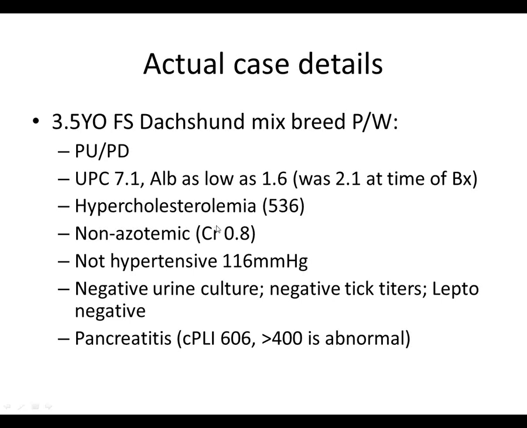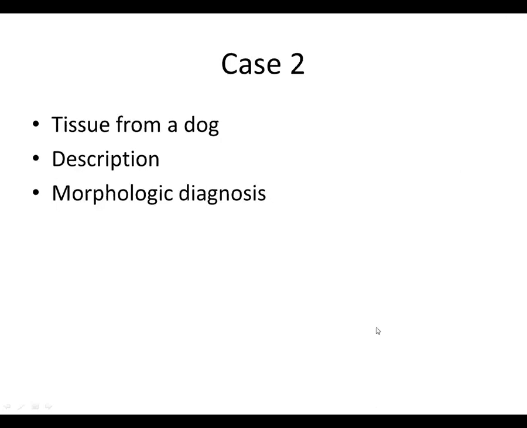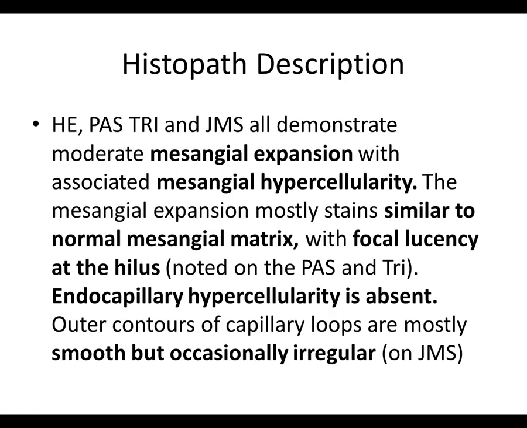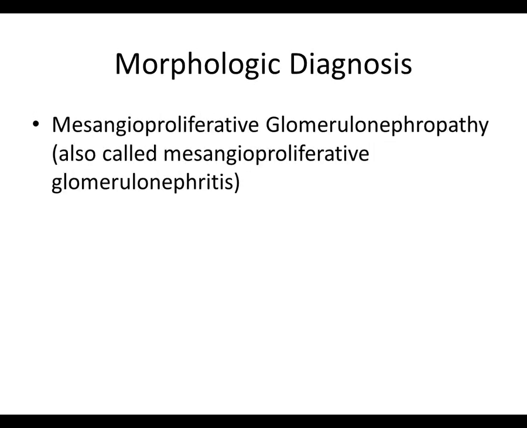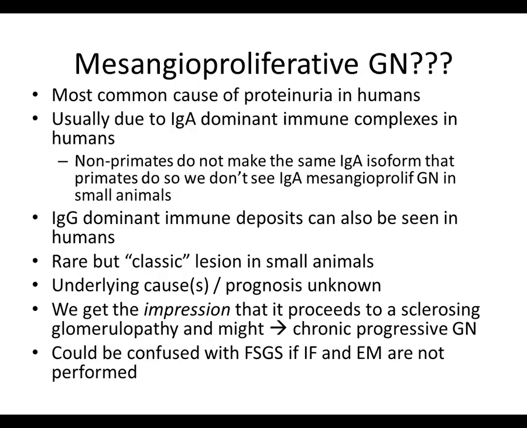So for the next slide, if I can get it to go. Case two, I did the description. I gave the diagnosis. Again, you'll have all of the description that I assumed was the most important point. It is a mesangioproliferative glomerulonephropathy, also called mesangioproliferative glomerulonephritis. And the reason I put question marks is because it's not a really well-understood disease in animals.